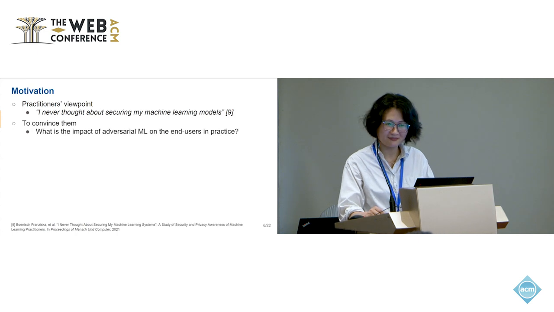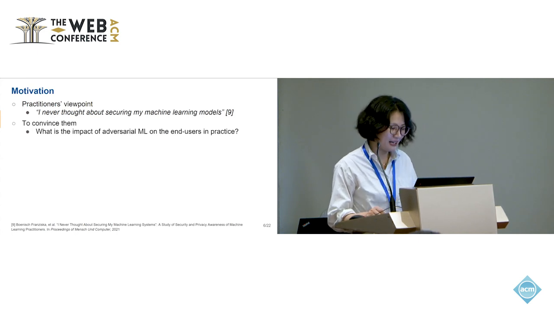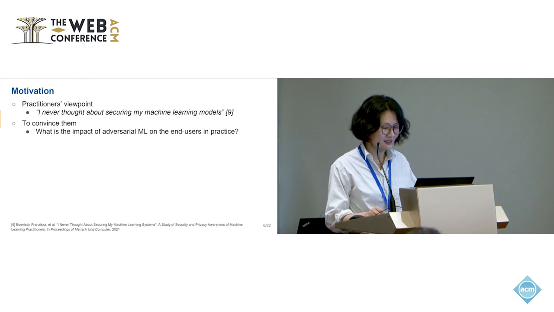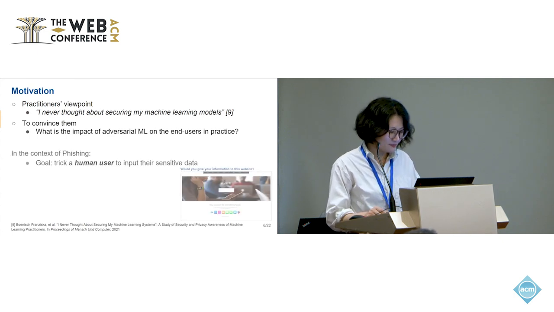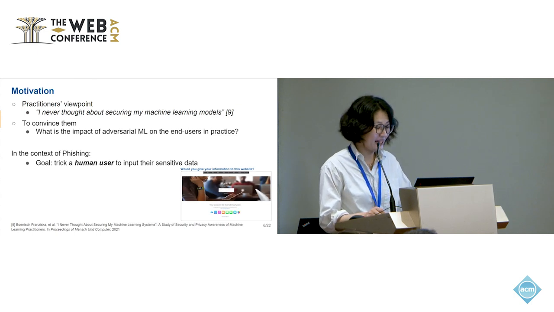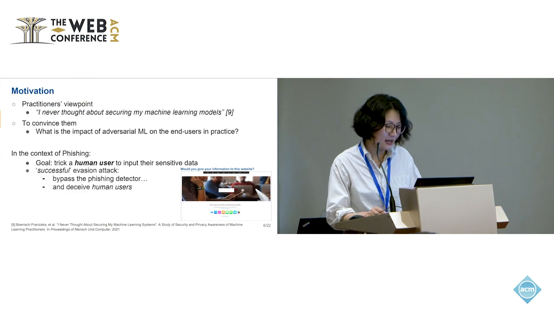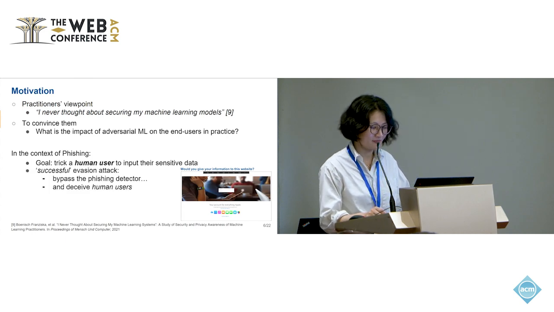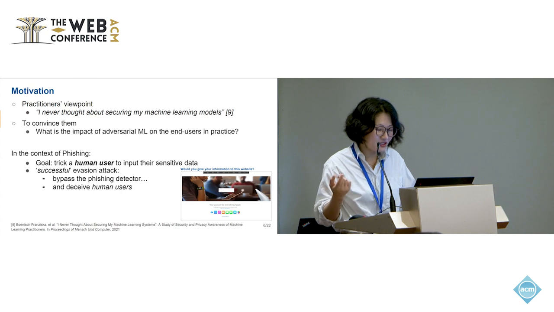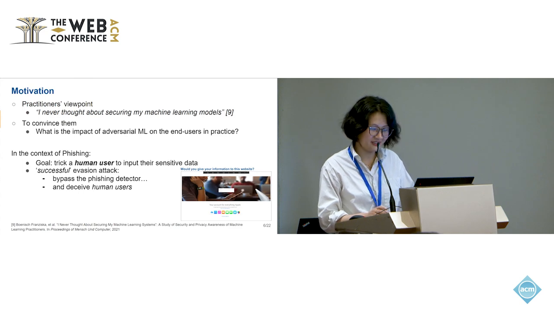So to convince them, the first focus should be the impact of adversarial machine learning on end users in practice. So we investigated this issue in the context of phishing. As we know, the goal of a phishing website is to trick a human user into inputting their sensitive data. Do you remember the image at the beginning? That is a real phishing web page and it bypassed the commercial machine learning based detector.